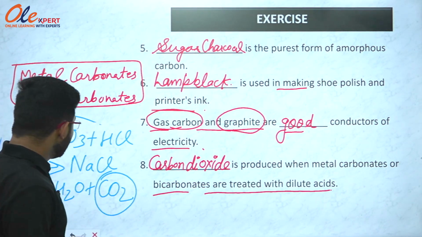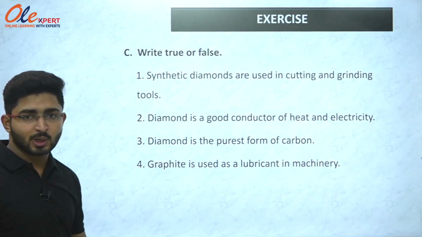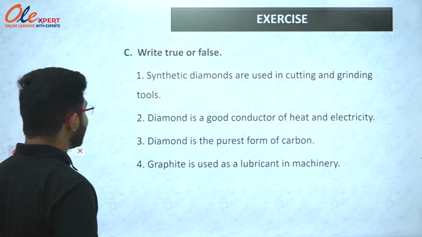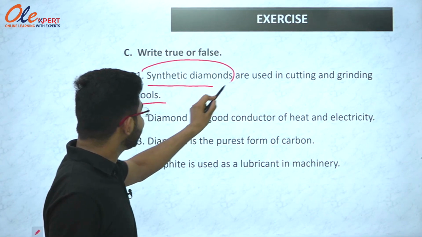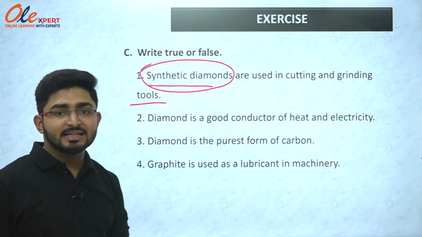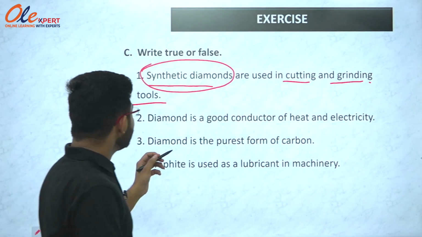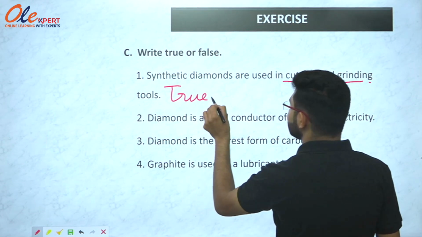Now we are going to move with the next question that is given on your screen. Write true or false for the following statements. The first part says that synthetic diamonds are used in cutting and grinding tools. We have studied that synthetic diamonds are used in cutting and grinding of some tools. So that's why this statement is a true statement.